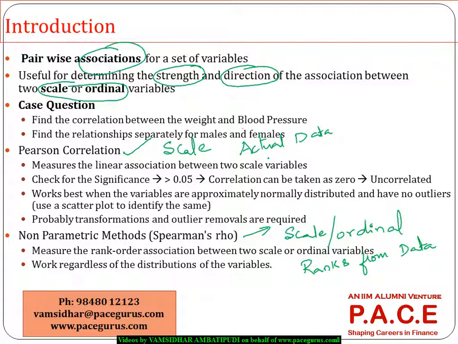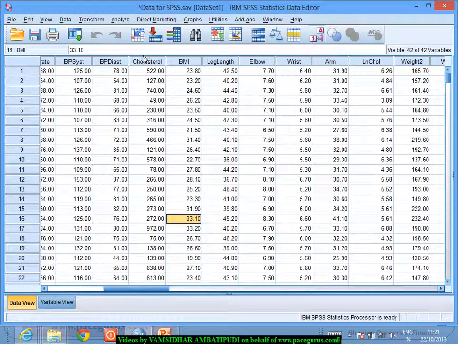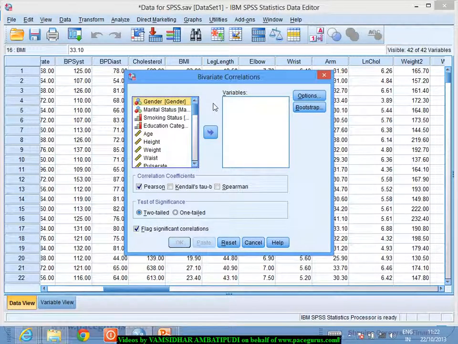So going ahead with the same, if I want to find out the correlation between the weight and the blood pressure, that is how we use it. What does this mean? These are two different scale variables in our example. So if I go ahead with that, I'll go with Analyze, Correlate, and go with a bivariate correlation, because I am taking the relationship between two variables at a time.